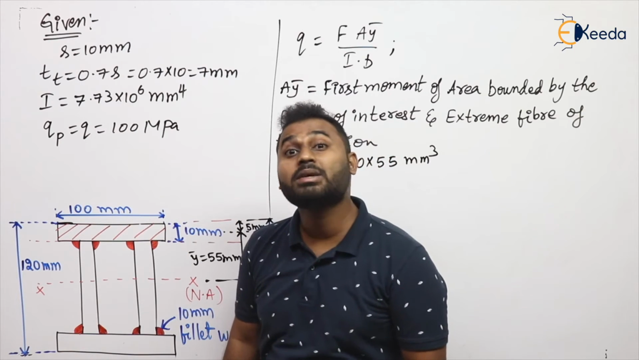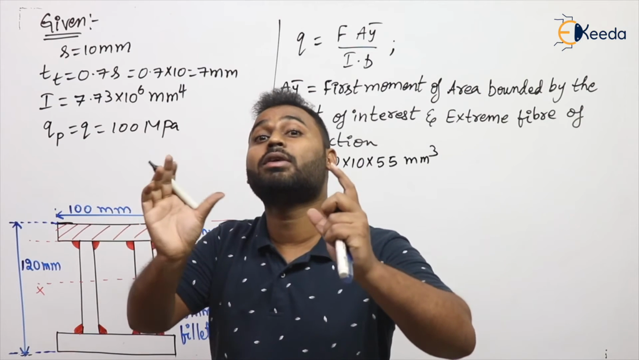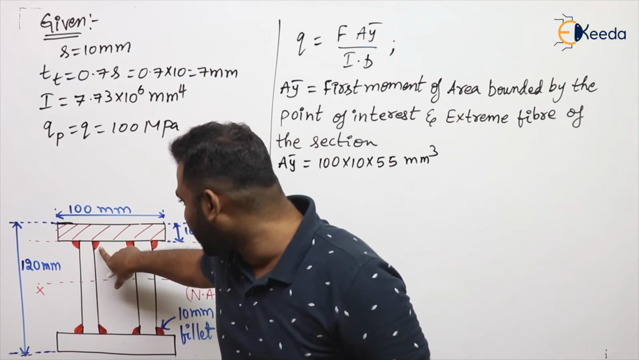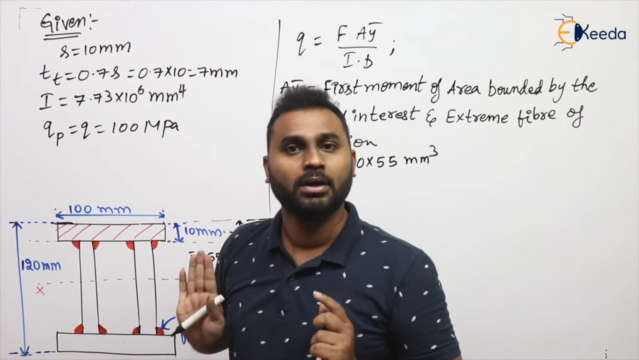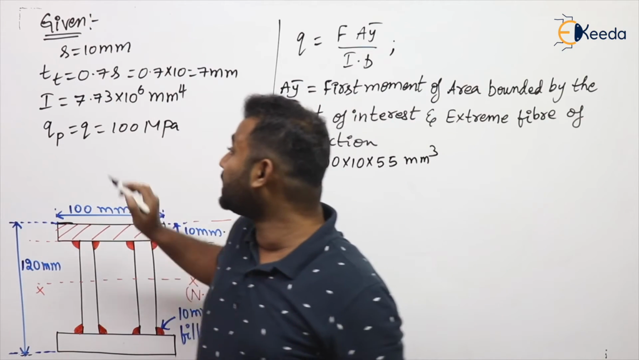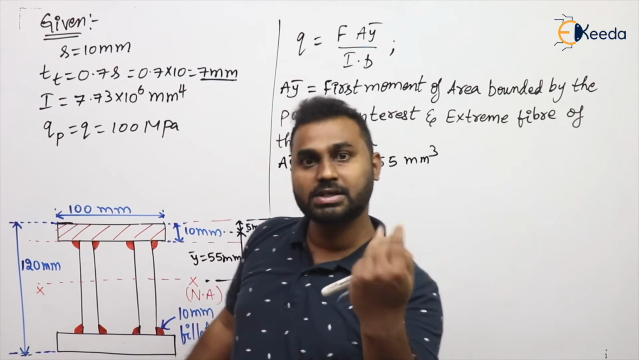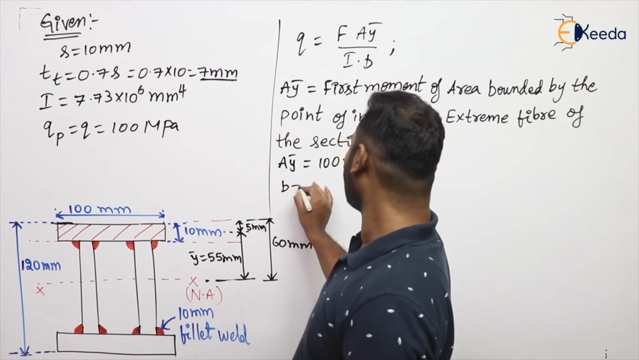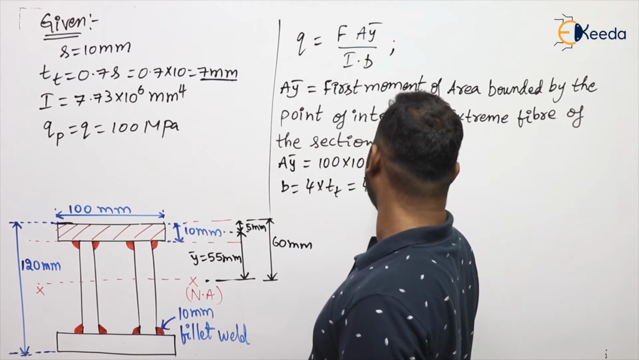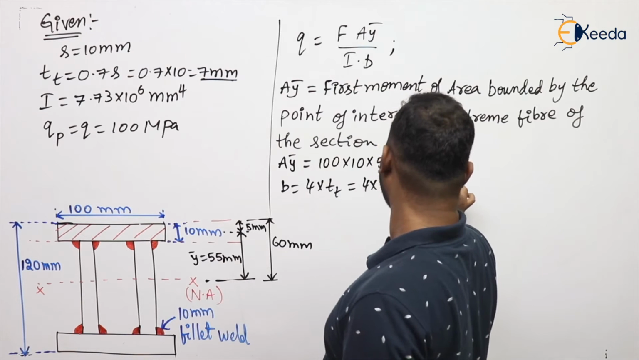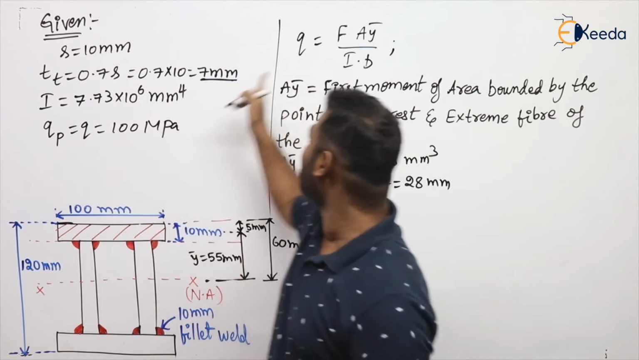Now B, what is B to be taken? B is to be taken as the total throat thickness of the fillet weld. It means that at the junction of these two webs and flange, 4 fillet welds are there. Now throat thickness of each and every fillet weld is how much? 7. Now total 4 fillet welds are there. Now here B is nothing but 4 into TT, that is 4 into 7, which is equal to 28. And of course here Q and QP are one and the same.